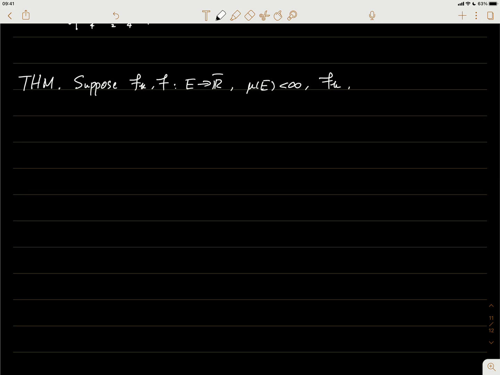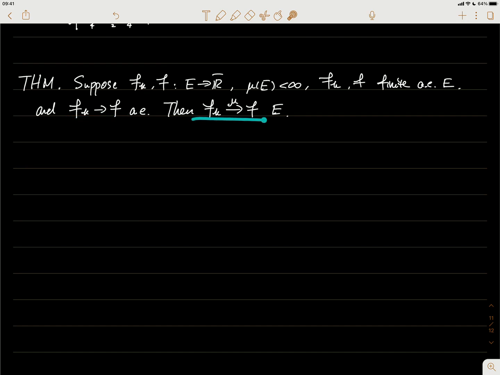And f_k, f are finite almost everywhere on E. This is pretty standard. Usually when we have functions that are infinite, we don't really know any behavior there, so we only restrict ourselves to functions that are finite almost everywhere. So as we said, you have a sequence defined over a set with finite measure, and f_k goes to f almost everywhere on E. Then f_k converges to f in measure on E. Okay, proof.